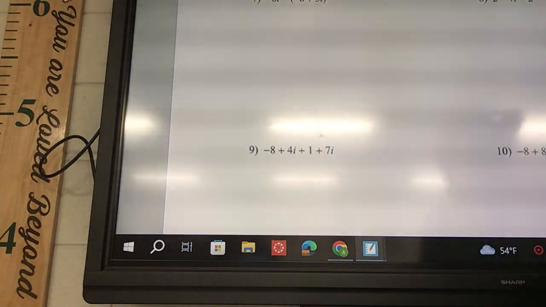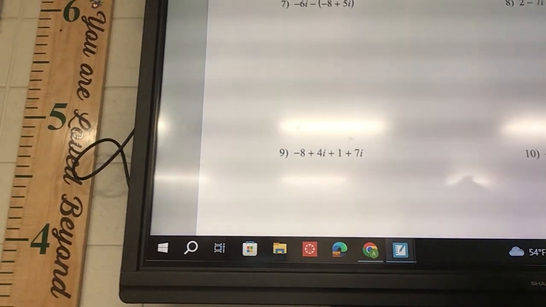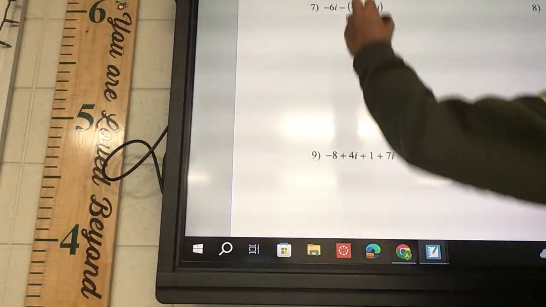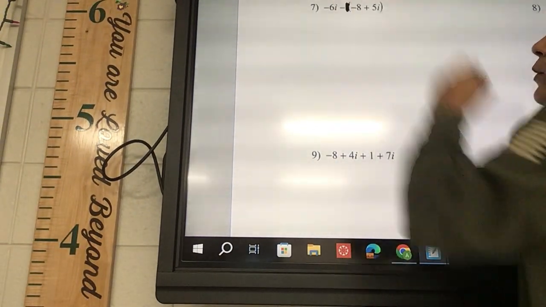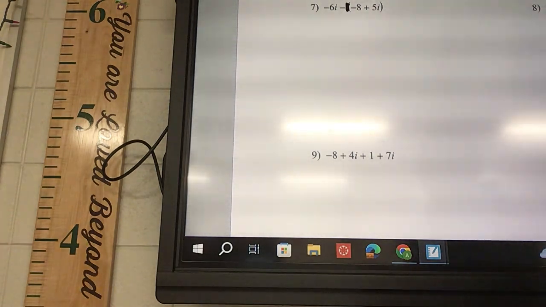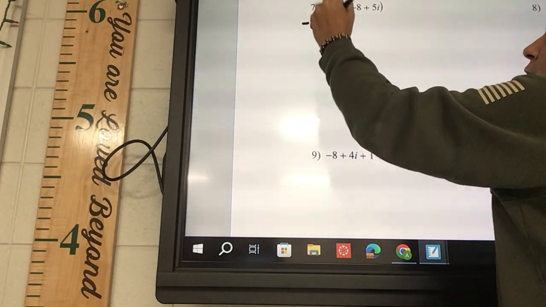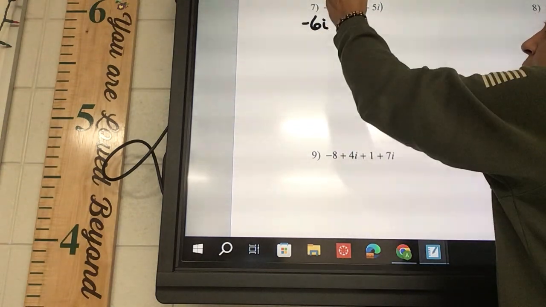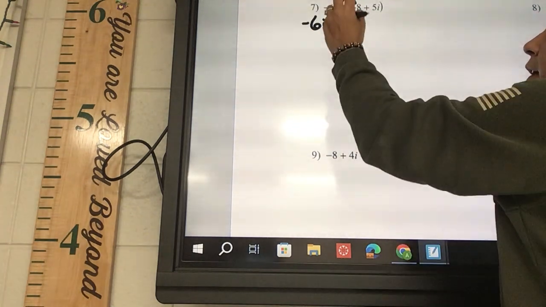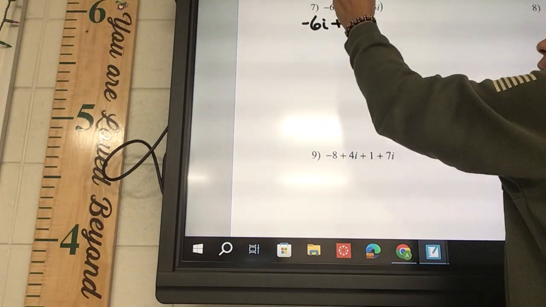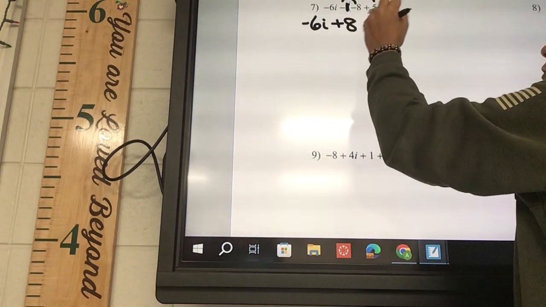Okay, number 7. Again, I can fill in a 1 somewhere. So I can fill in a 1 right here between that parenthesis and that negative sign. The -6i, we're going to drop down. We're not doing anything with that. And we need to distribute. So -1 times -8 is going to be +8. -1 times 5i is going to be -5i.